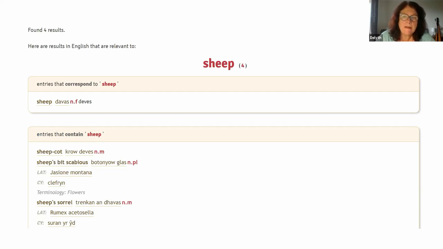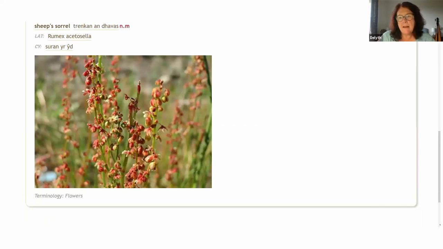Now, the Latin scientific names can be used as a sort of key to enter that international world of other scientific terminology in the same field. So if I just scroll down a little bit more in that entry, you can now see that there's an image of this plant here. There's a picture.